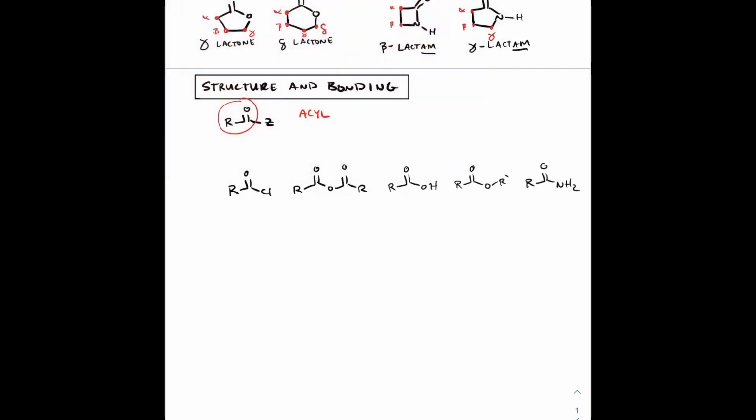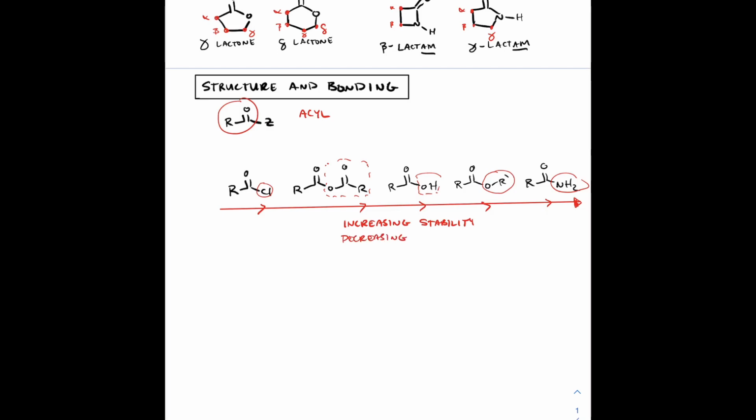Now this is in order, and this order here is in order of leaving group ability. So as we go from left to right, we have a chloride that would leave, or we have an acetate that would leave, or a hydroxide, or an alkoxide, or an amide that would leave. So as we go from left to right, we have a decreasing reactivity because those circled groups don't want to leave, and that inherently means that they are increasing in stability as well.